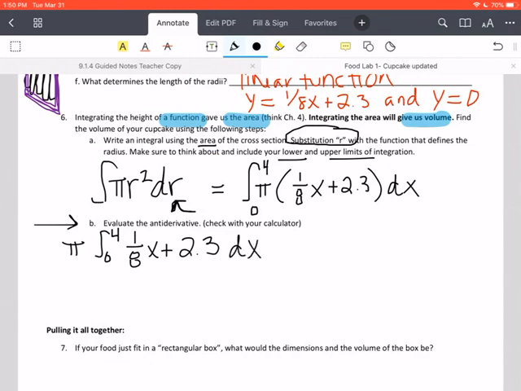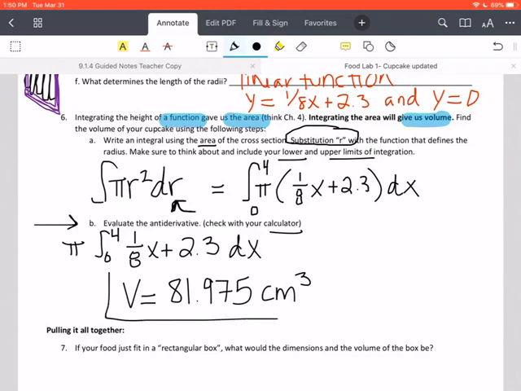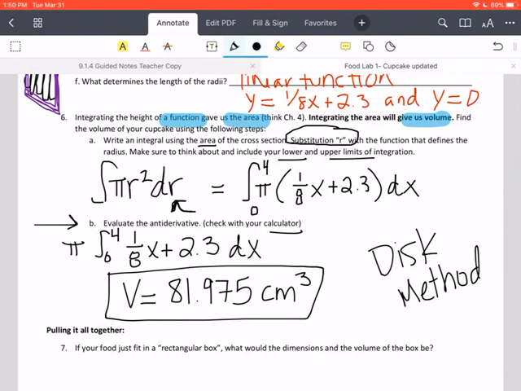Then I can go through all the math, but you can also use the functions on your calculator. So when I do this integral from 0 to 4, I end up getting that the volume of my cupcake is 81.975 centimeters cubed. Done. So we use the idea that repeating circles and smushing those together from 0 to 4 is going to give us the volume. And this is called the disk method, what we just did. And we're going to use the disk method over and over and over again these next few days.